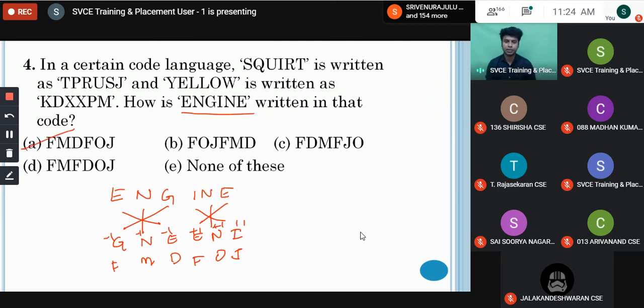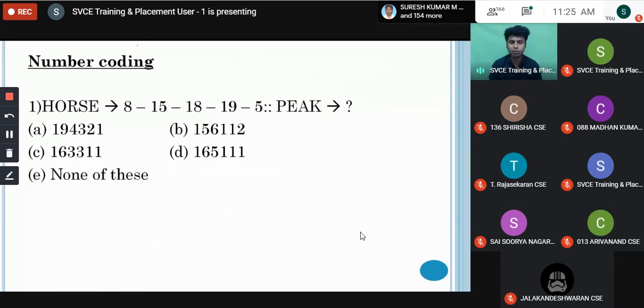So this is how it works. So this is what letter coding and decoding is all about. Instead of a letter, they will substitute another letter, that you need to find out. Okay, now we'll move on to the next type, that is number coding and decoding. Now, number coding and decoding is nothing but instead of a letter, they will substitute another number based on some logic. What is the logic that you need to find out?